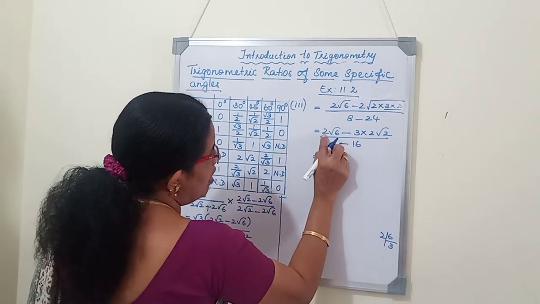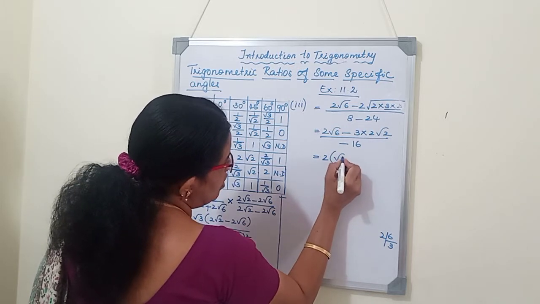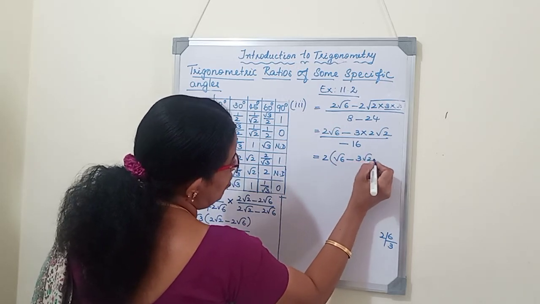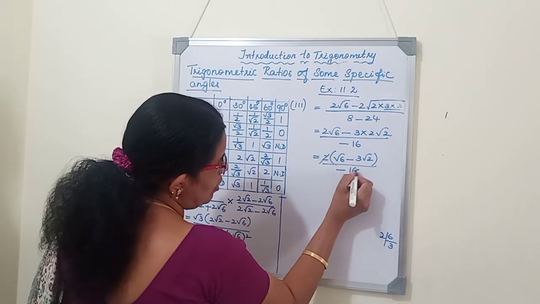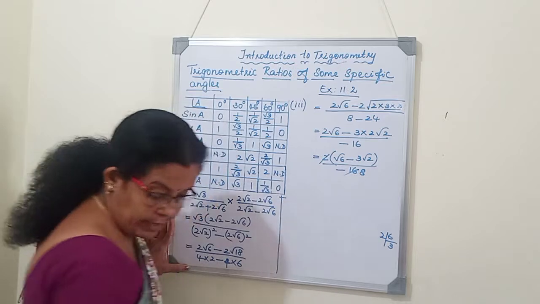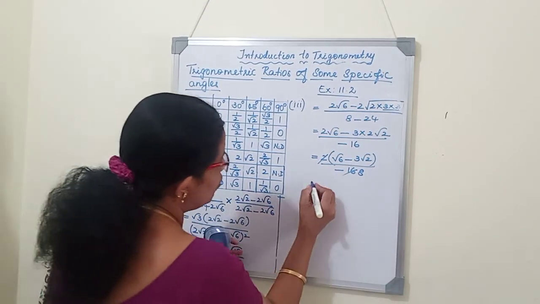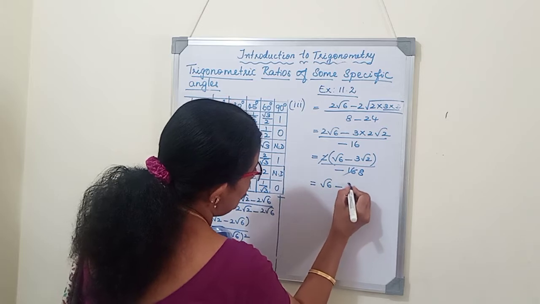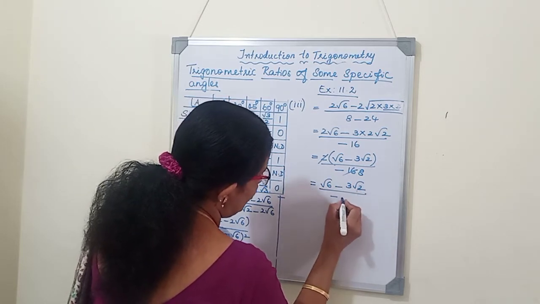Now here 2 and here 2, 2 we will take common. Root 6 minus 3 root 2 by minus 16. Now we will cancel 2 and minus 16, we will get 8. So we are getting root 6 minus 3 root 2 by minus 8 you will get.